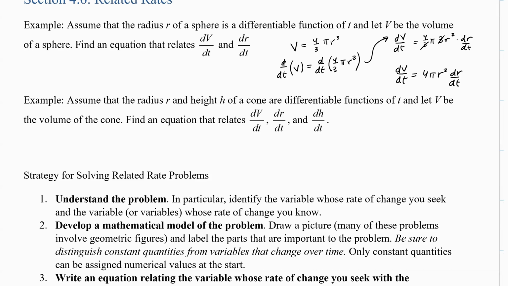Now, that's so much fun. Let's do that again. Let's assume that r and h, the radius and the height of a cone, are differentiable functions of t. Let V be the volume of the cone. Let's talk about, of course, the fact that we know that V is equal to 1/3 pi r squared h. Imagine that I take the derivative with respect to time of both sides of that equation.